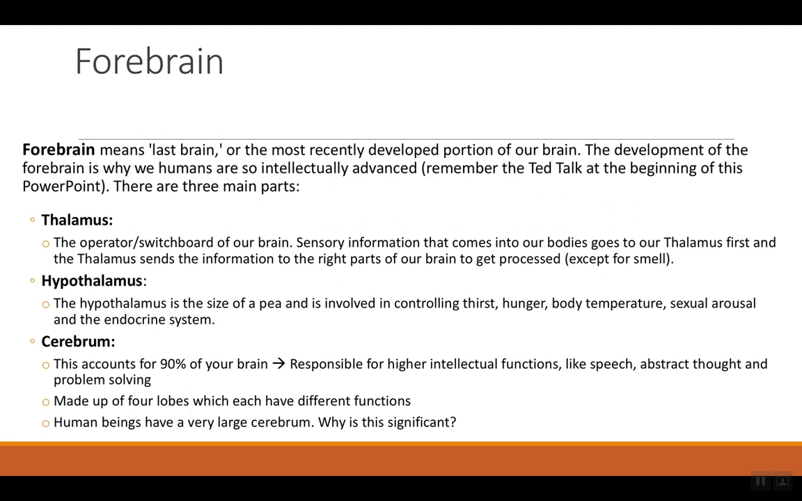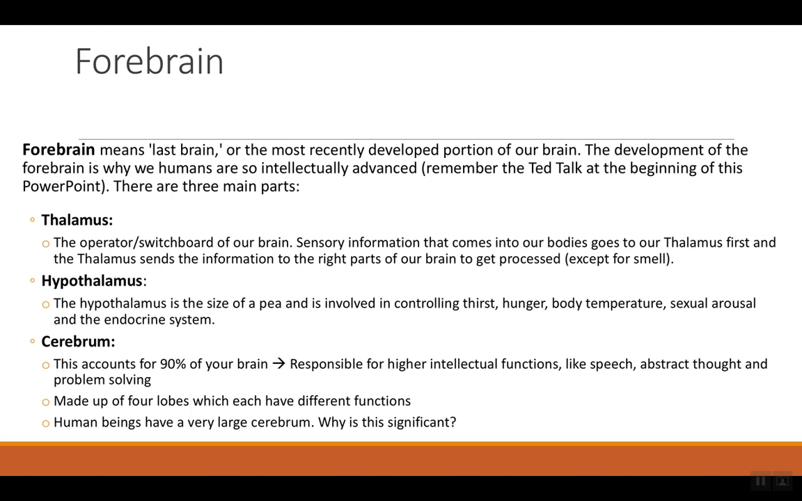The hypothalamus, tiny little part, size of a pea. It controls things like thirst, hunger, body temperature. So it links with the endocrine system a bit there. Now we're getting to the sexual arousal, okay, and the endocrine system overall. So it's that main link between your nervous and your endocrine system.